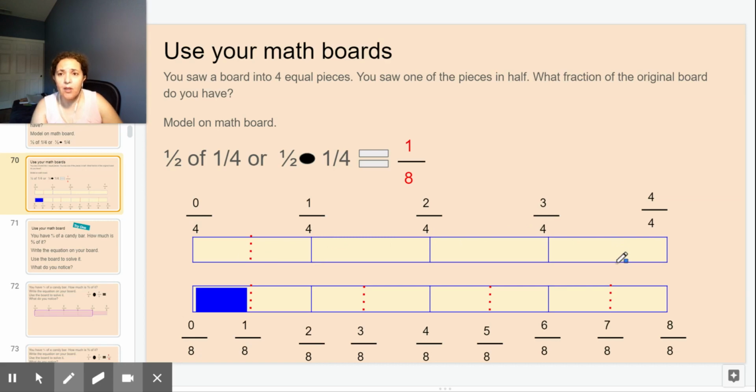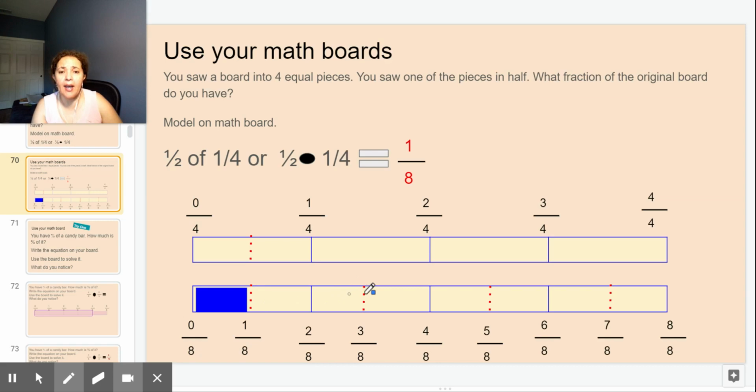Okay, so find your fourths on your math board, or just draw out a rectangle with fourths, and that's what I did here. Okay, so you have to pause the video to do this with me, and then come back to me. So I have my fourths, but it says I saw one of the pieces in half. So one of the fourths that I have here, I cut it in half. So there I drew my line in half.